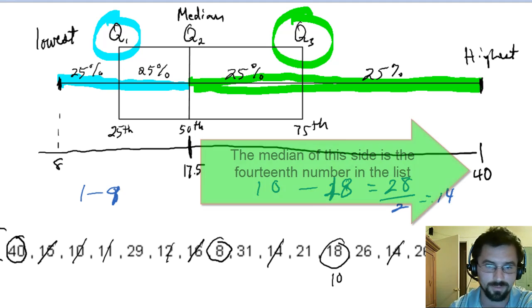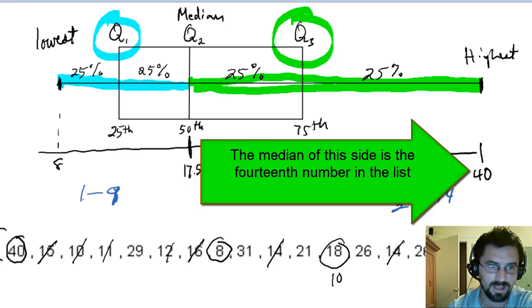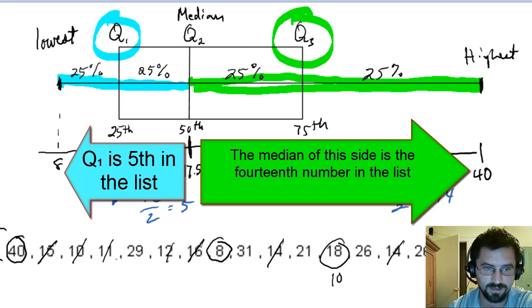It's 14. That's the middle number. Okay. Add those up. 10 divided by 2. It's 5. That's the middle number. So the fifth number in our array would be the middle number here, which would be the first quartile, and the 14th number would be the third quartile.